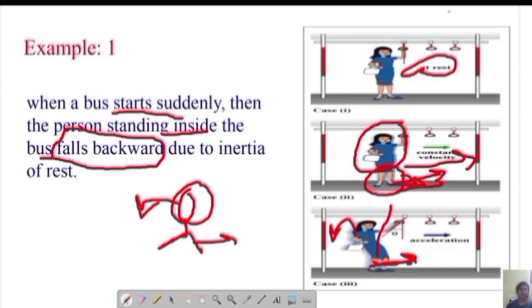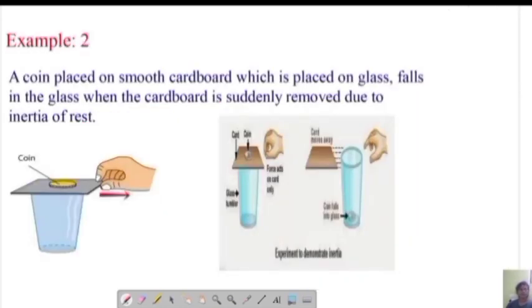So next example, a coin placed on a smooth cardboard which is placed on a glass falls in the glass when the cardboard is suddenly removed, due to inertia of rest.